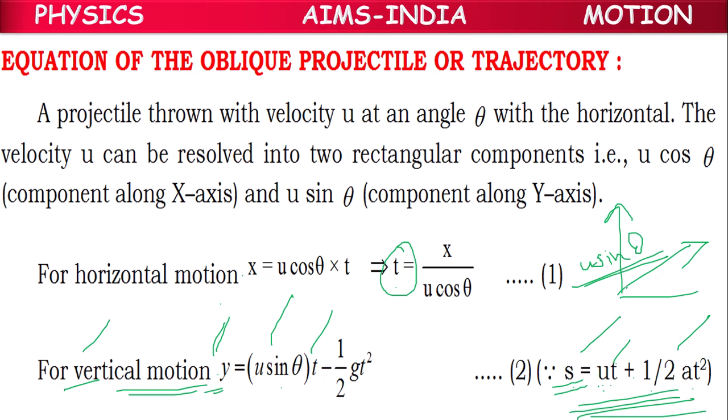So vertical motion means the body is going upwards, acceleration is acting downwards. So this g value will be negative. Why? The motion of the body and acceleration due to gravity are opposite to each other. If the motion of the body is taken as positive, then acceleration acting downwards will be negative. So minus half g, and in the place of t we will keep t square. So this is the formula.